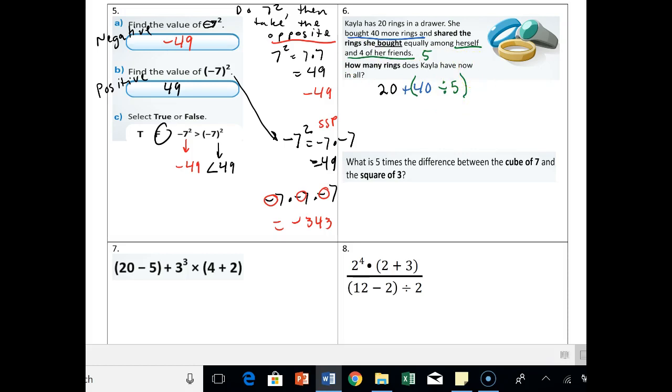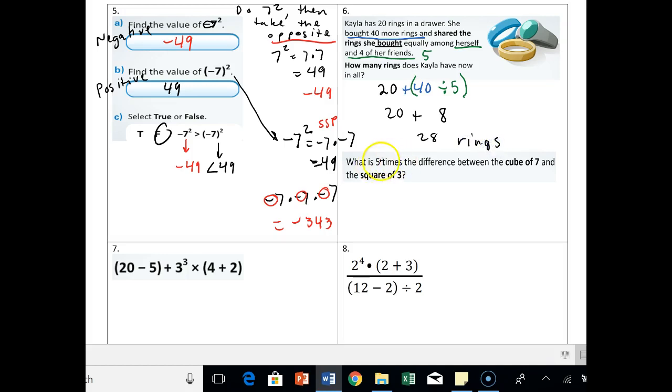So this is an order of operations problem. So we have 20 plus 40 divided by 5. So we do the 40 divided by 5 first. 40 divided by 5 is 8. And then 20 plus 8 gives us 28. She has 28 rings.